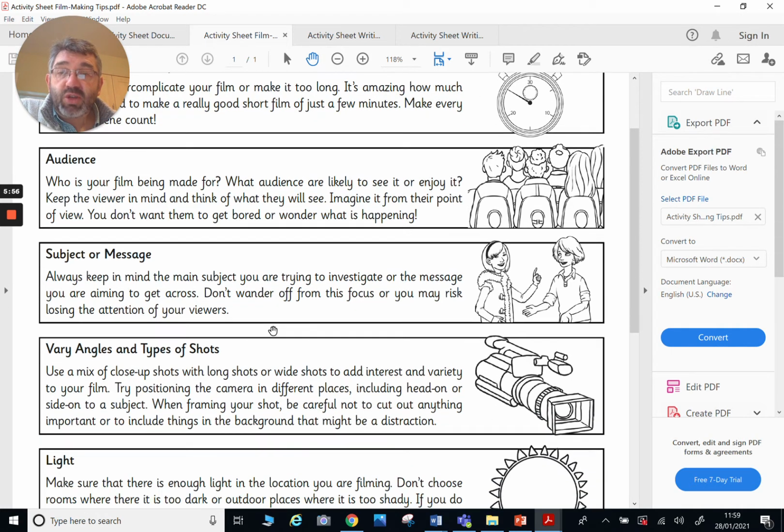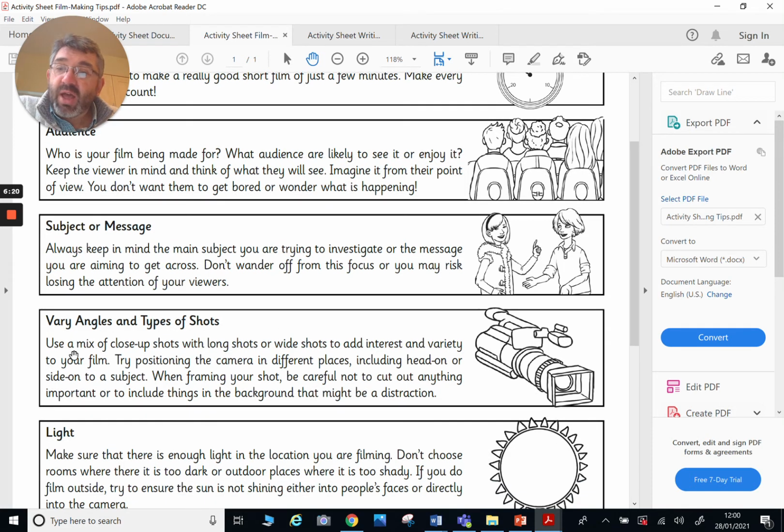Your subject or your message, okay? Always try, it says here, to keep in mind the main subject you are trying to investigate or the message you're aiming to get across. Don't suddenly start talking about totally different things. For instance, if you're suddenly talking about school uniform and then you decide to start asking people, what did you have for dinner? Well, you've really gone off the point, okay? And you're going to lose your viewers' attention.